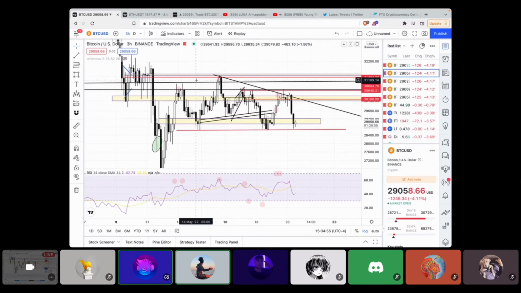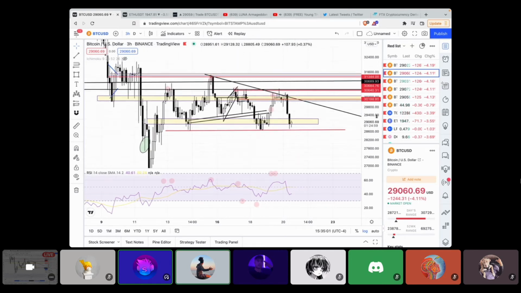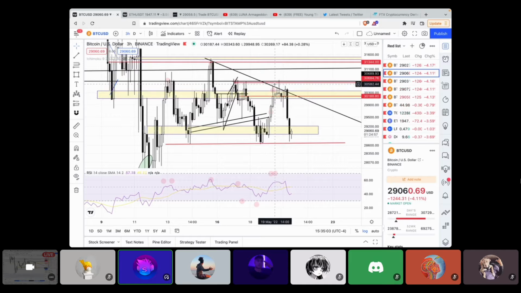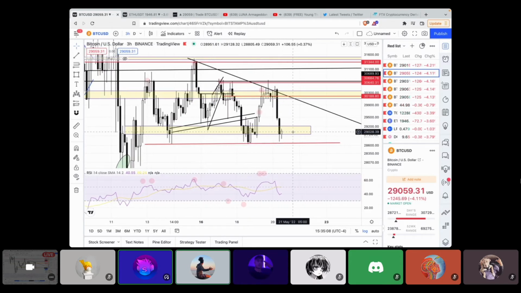I'm looking for the position at the opposite end of the range. So my shorts, I'm looking up here. This was a pretty nice descending triangle hold as well. We held inside the zone with the liquidity up here, and then we continued down. That was nice.